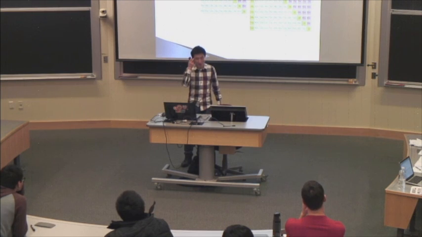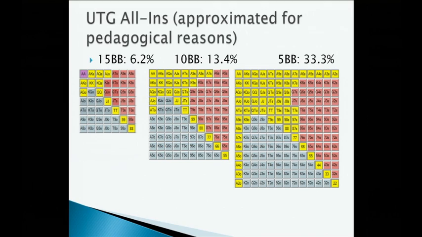So this is under the gun all-ins. It's a bit approximated, but with 15 big blinds, I know I recommended with 15 big blinds not to go all in, and I think that's a good recommendation, but let's say you told the computer they were forced to go all in with 15 big blinds and they had to calculate the Nash equilibrium. This is what it would spit out. It would say you go all in with this 6.2%, and with 10 big blinds, it's 13.4. With 5 big blinds, it's 33.3. So it actually increases quite a lot.